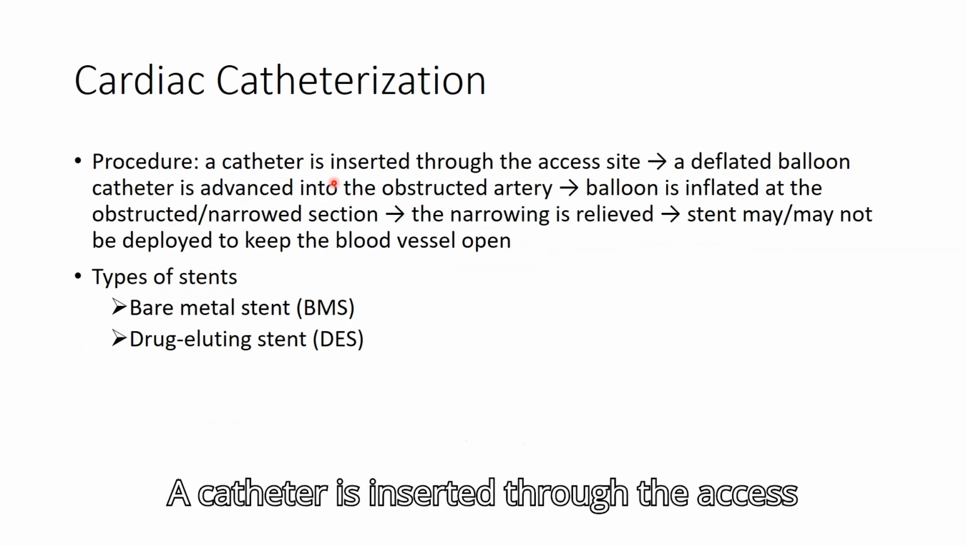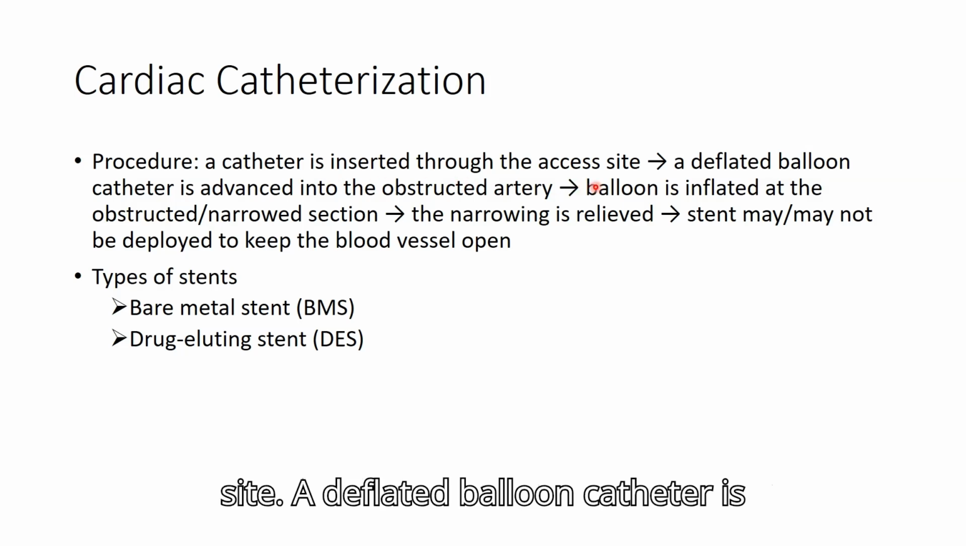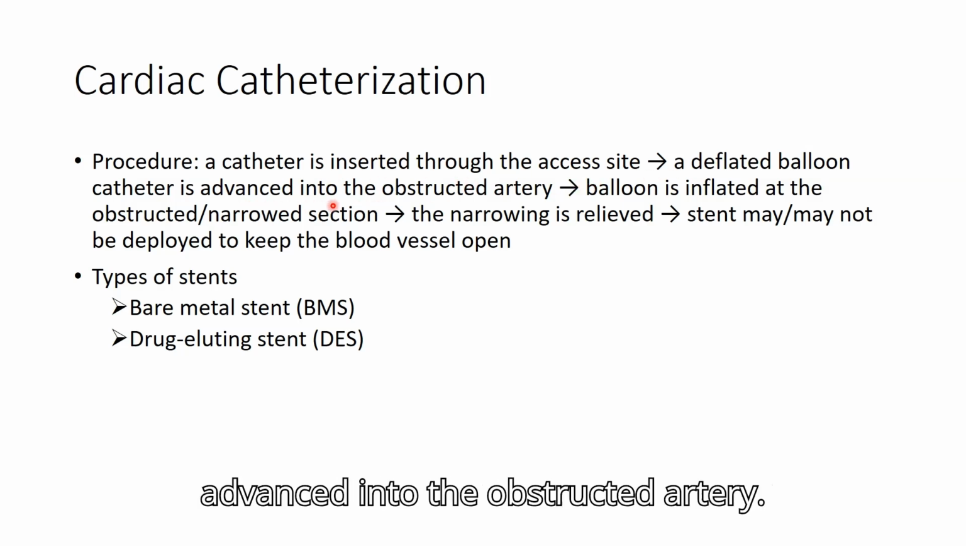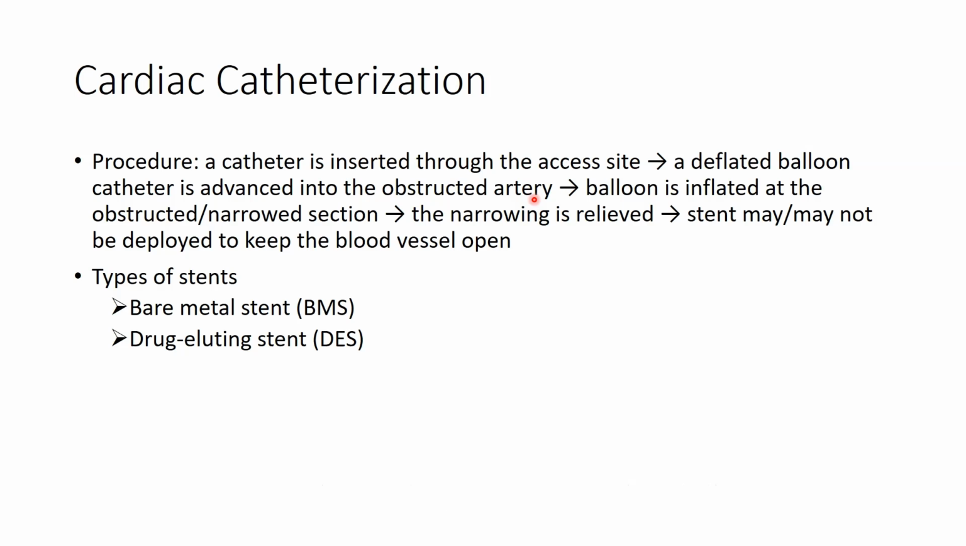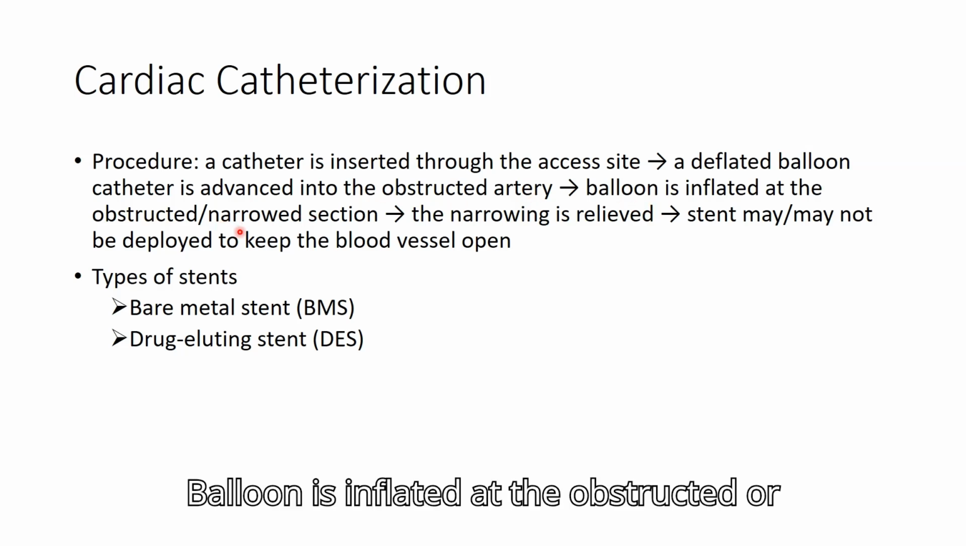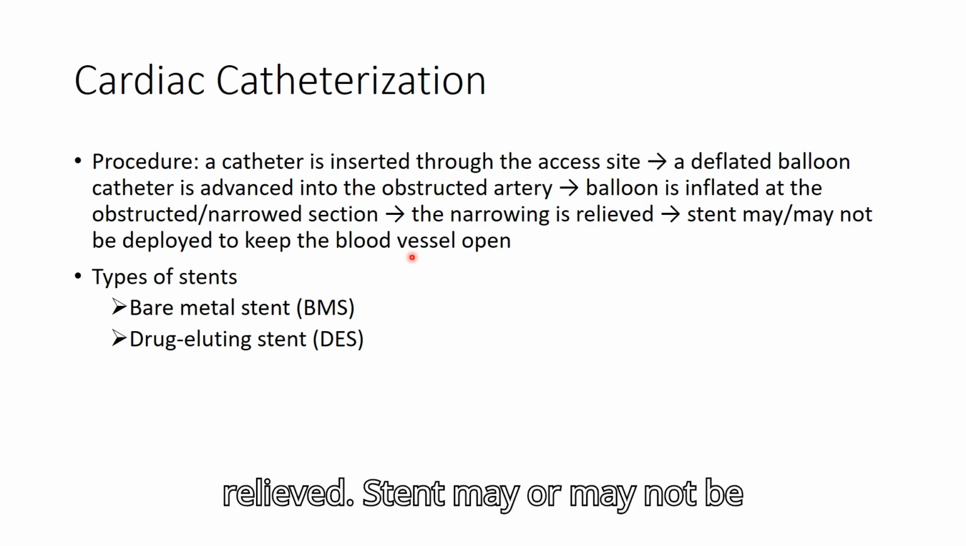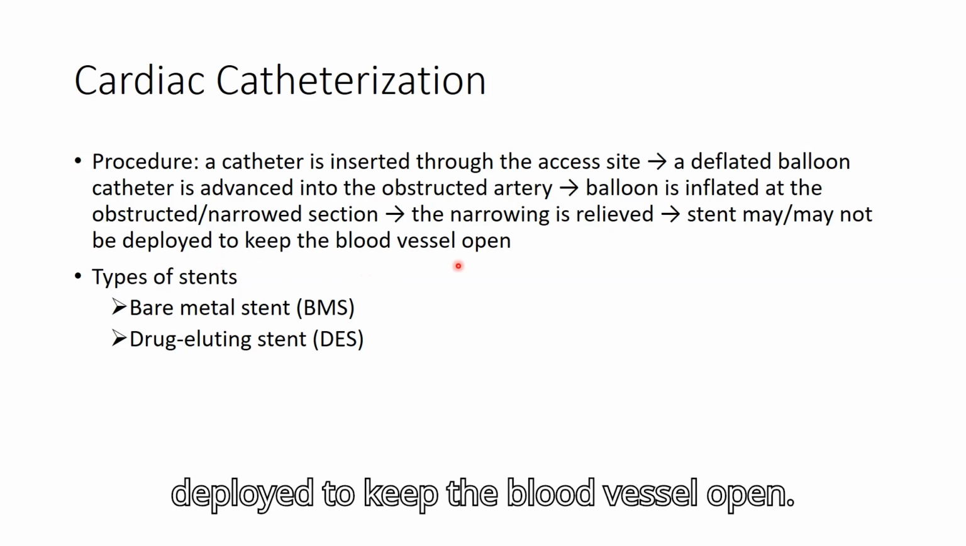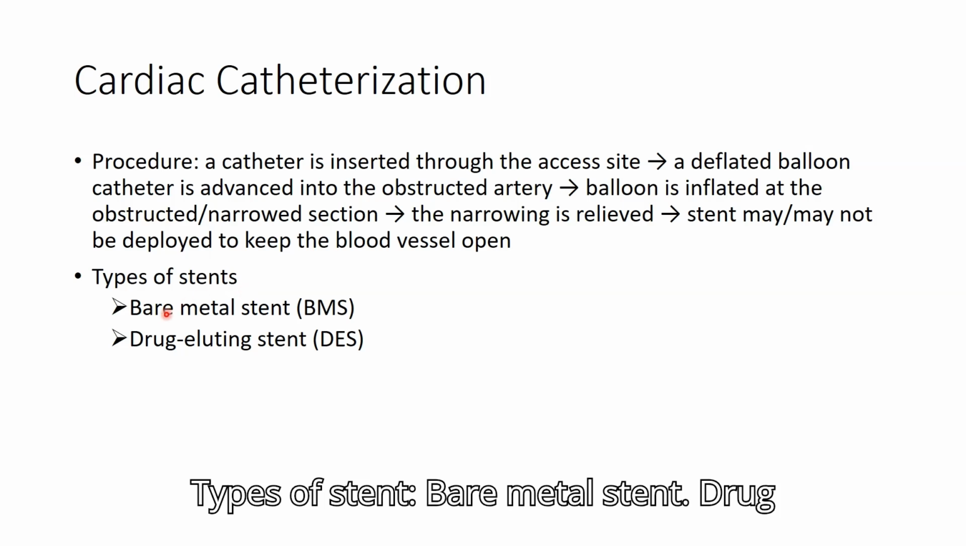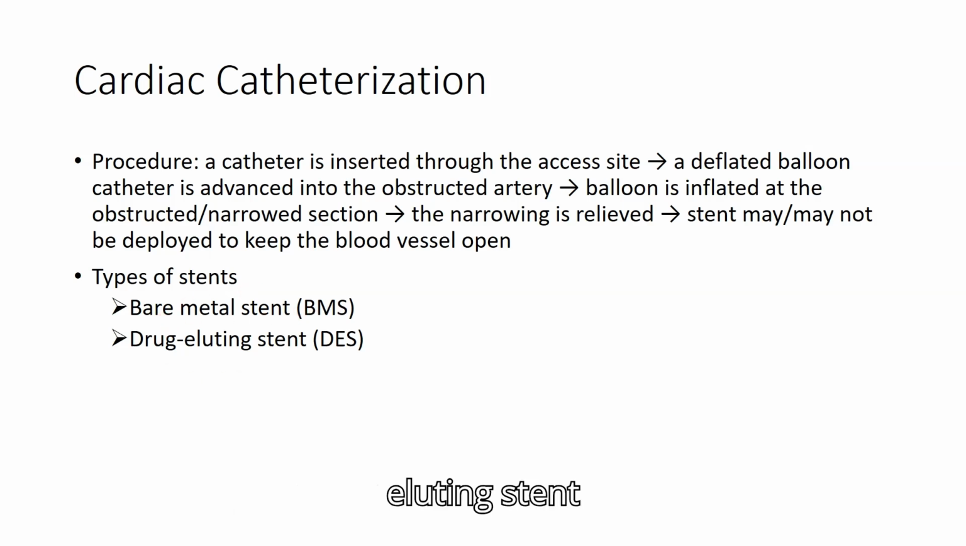Procedure: a catheter is inserted through the access site. A deflated balloon catheter is advanced into the obstructed artery. Balloon is inflated at the obstructed or narrowed section. The narrowing is relieved. Stent may or may not be deployed to keep the blood vessel open. Types of stent: bare metal stent, drug-eluting stent.